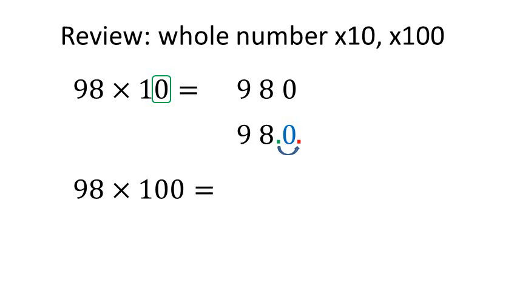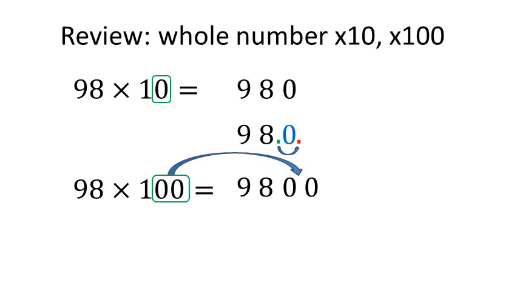Another example, 98 times 100. You can find the answer very easily again. Since 100 has two zeros, you just need to put two zeros to 98. So the answer is 9,800.